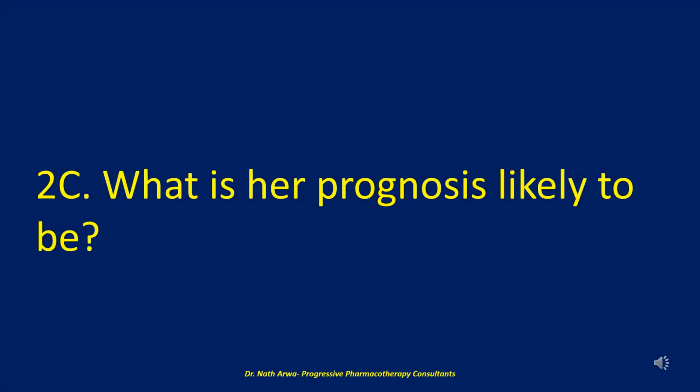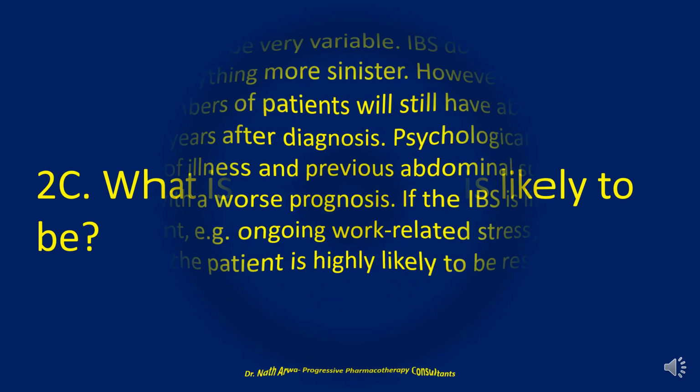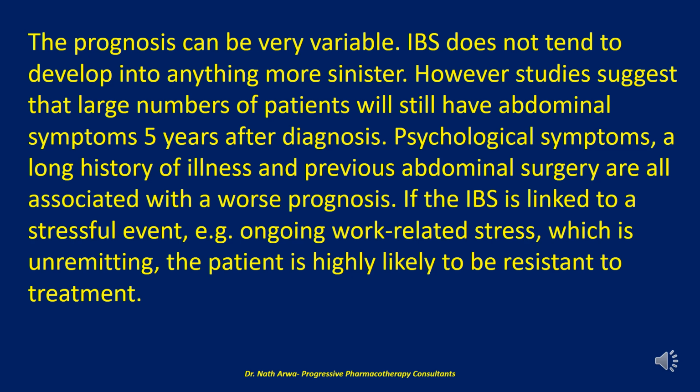Question 2c reads, what is her prognosis likely to be? The prognosis can be very variable. Irritable bowel syndrome does not tend to develop into anything more sinister. However, studies suggest that large numbers of patients will still have abdominal symptoms 5 years after diagnosis. Psychological symptoms, a long history of illness and previous abdominal surgery are all associated with a worse prognosis.